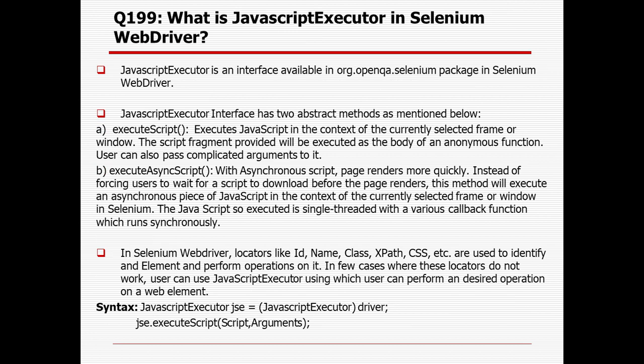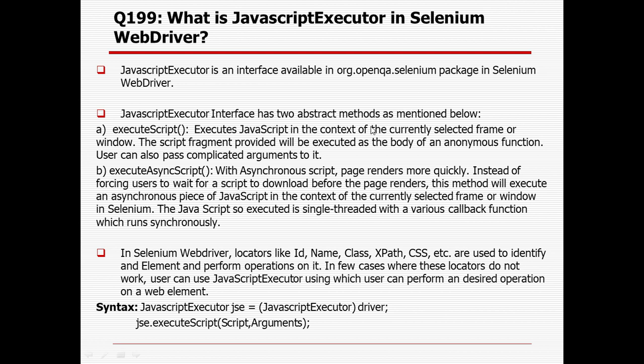What is JavaScript executor in Selenium? JavaScriptExecutor is an interface available in the org.openqa.selenium package in Selenium WebDriver. The JavaScriptExecutor interface has two abstract methods, as mentioned below. You already know that whenever there is an interface, it will only contain a list of abstract methods. So here in JavaScriptExecutor, two abstract methods are there: executeScript and executeAsyncScript.